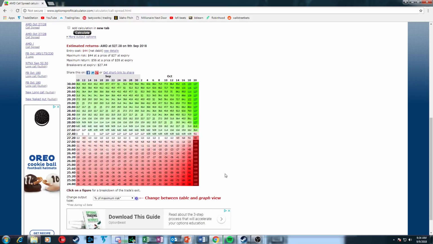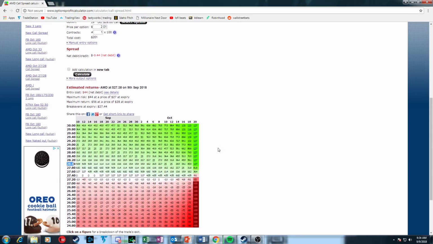And as you can see here, and we mentioned it just a second ago, $27 is the strike of the call we bought. And at expiration, all the way to the right here, you can see the dates at the top. At expiration, that is going to be our max loss of $44. And if you look up here at the 28 strike of the call we sold, if you go all the way over, you can see that our max profit is going to be $56 up there.